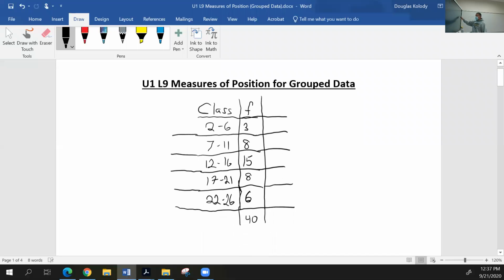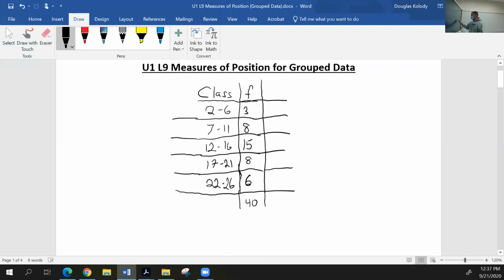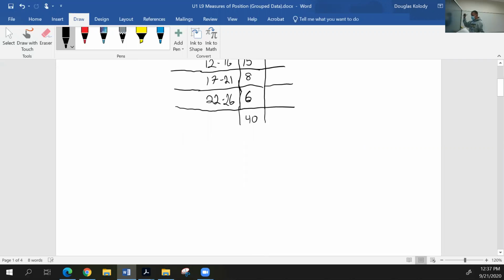Grouped data means a frequency table, and here's a frequency table right here. We have certain classes with grades, let's say on a quiz, and corresponding frequencies. What I'm going to do is create a histogram right now, and the reason is that I am going to write a definition before I even get to this. The first measure of position that we'll talk about is the median. Let me just write that down.